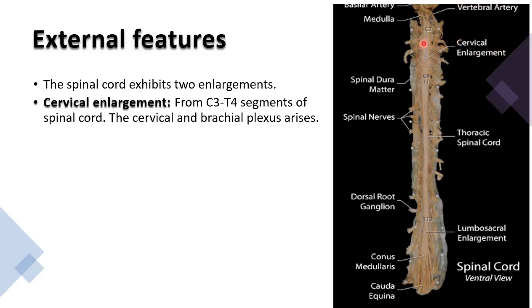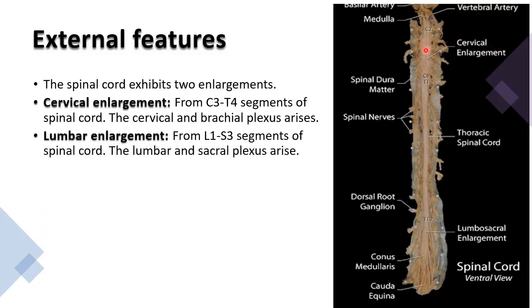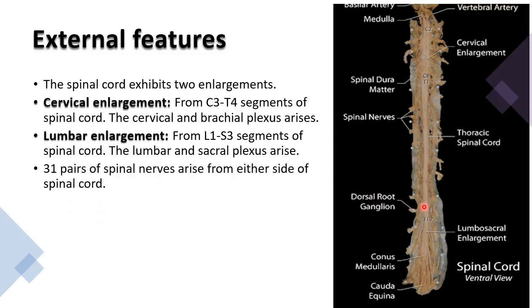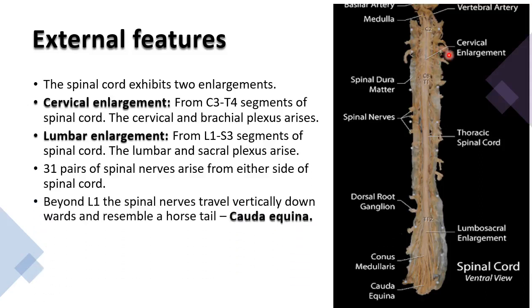So you see enlargements, especially in the cervical region and then in the lumbar region from L1 to L3. There also the plexuses are given, the lumbar and the sacral plexus. Mainly the lumbar plexus innervates your lower limb. Then on either side you can see the 31 pairs of spinal nerves which emerge from either side of the spinal cord. They are formed by the union of the anterior root and the posterior root, forming a single spinal nerve, which emerges through the intervertebral foramen.